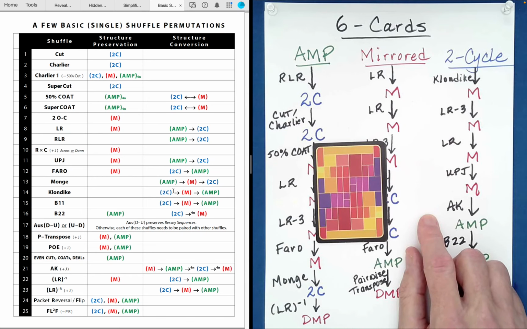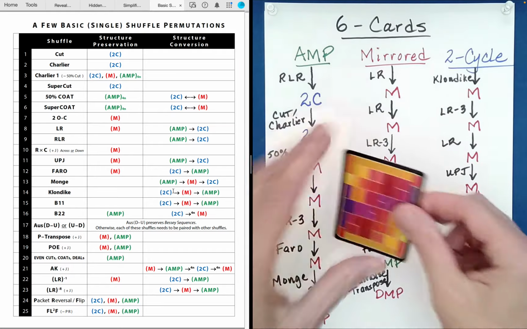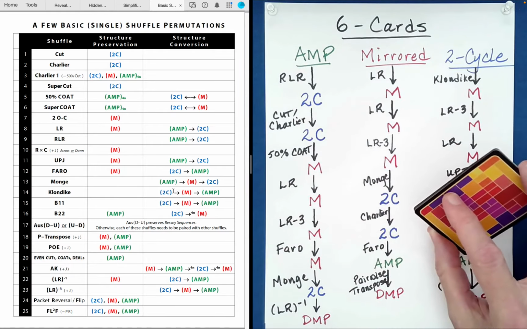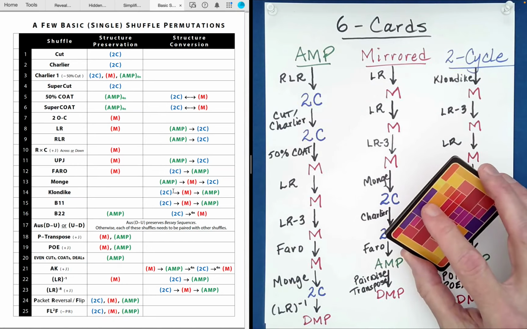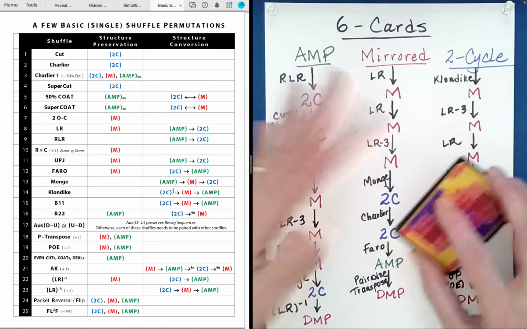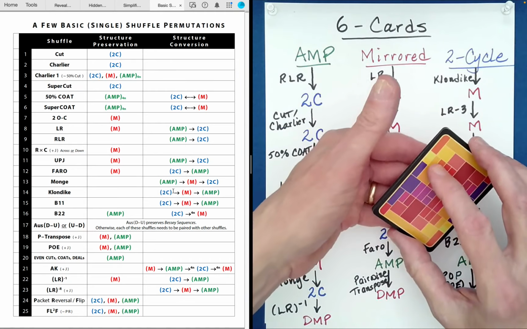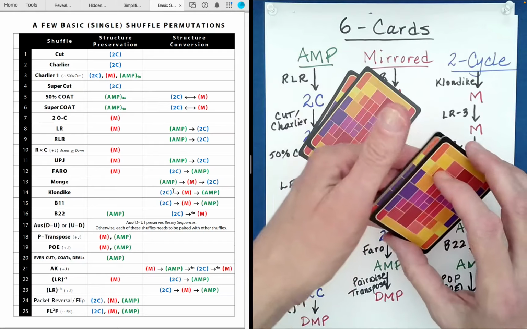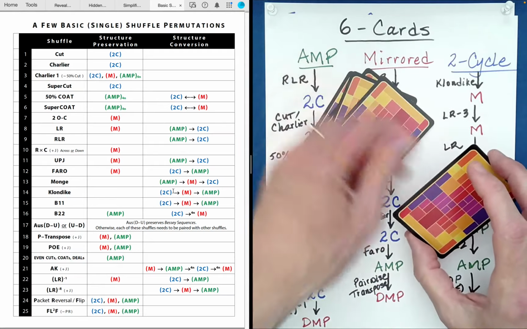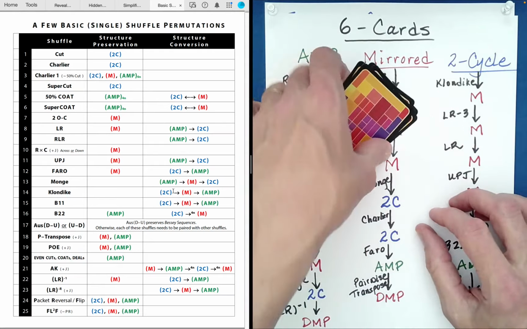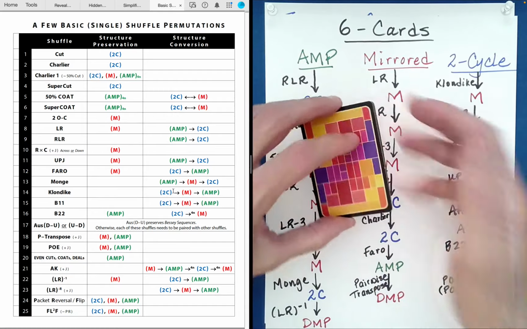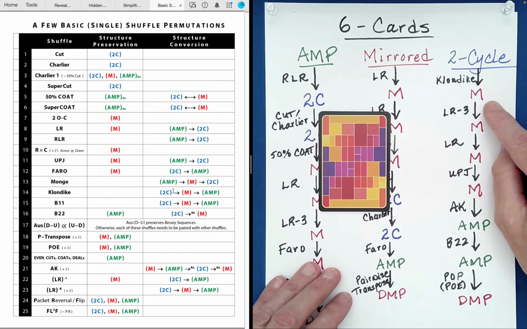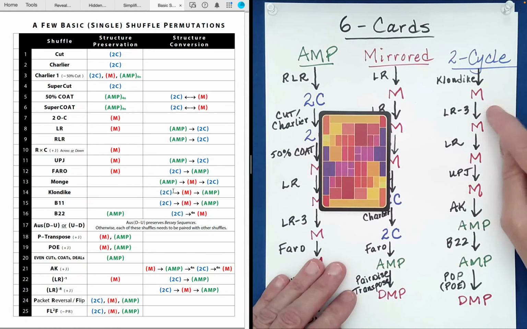Isn't that nice? So right now, being a 2-cycle, if I perform a Klondike, and we performed Klondike shuffles in the first video of this series, but we haven't yet here. This is where you take the top and bottom card off as 1 and set them down. Top and bottom off as 1, set those down, and then there's only 2 left. So that's called the Klondike shuffle. And what it's guaranteed to do to a 2-cycle is convert it to a mirrored structure. And I want to point that out.